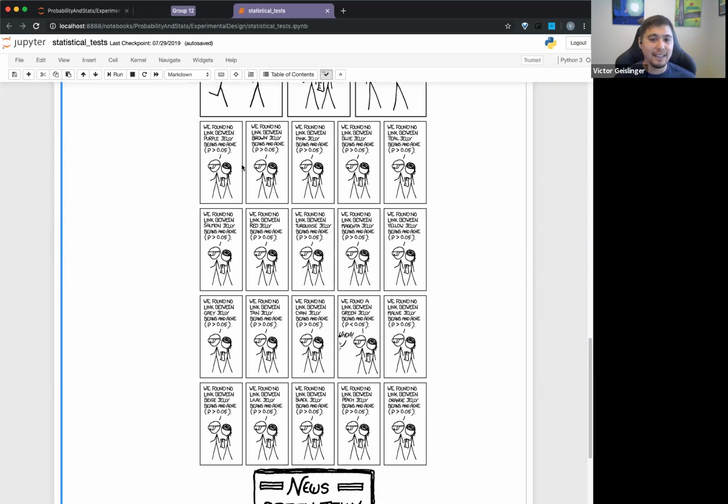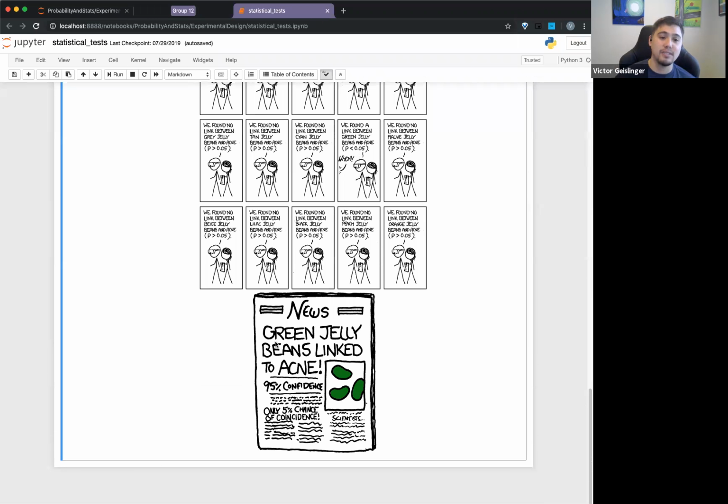The fun thing is that I think Randall Munroe is pretty smart here. If you count how many possibilities there are, there are 20 possibilities and a 5% chance, so 1 out of 20 is probably going to have a false positive. It shows that if you do multiple comparisons, eventually one of them is going to have a significant effect. And of course, then the news says, oh, that means there's an actual effect.